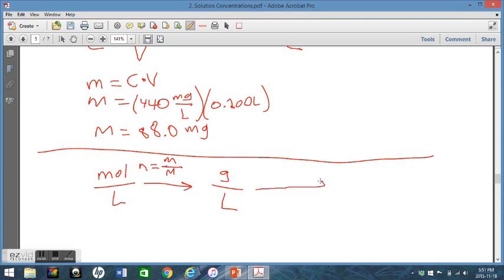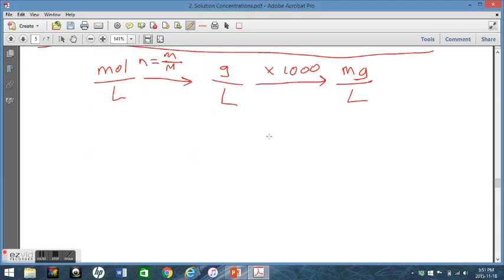My next step then, if I want to know parts per million, I need to change from grams per liter into milligrams per liter. Well, how do I do that? I multiply by 1,000, because there's 1,000 milligrams in 1 gram. Multiply by 1,000, and then I've got it in parts per million.